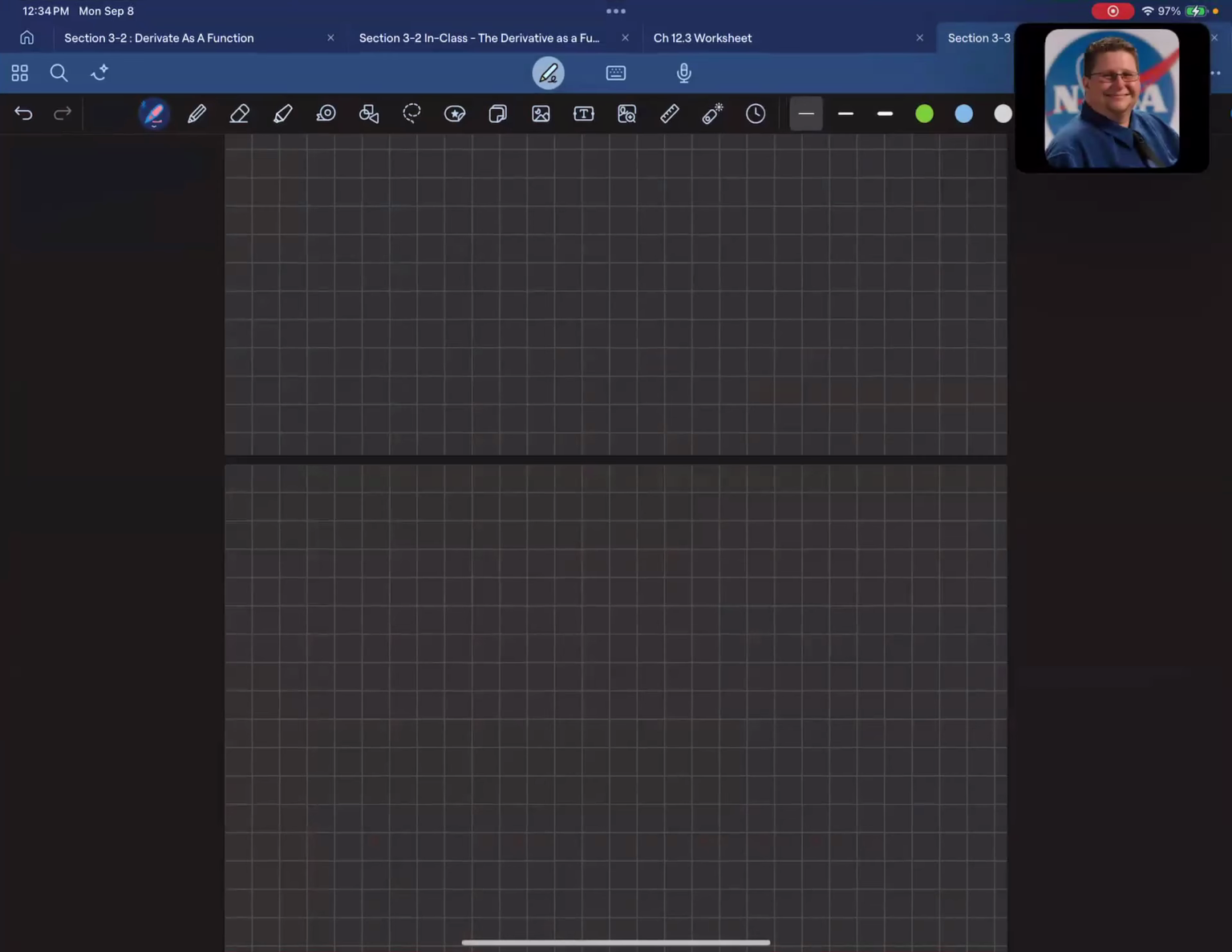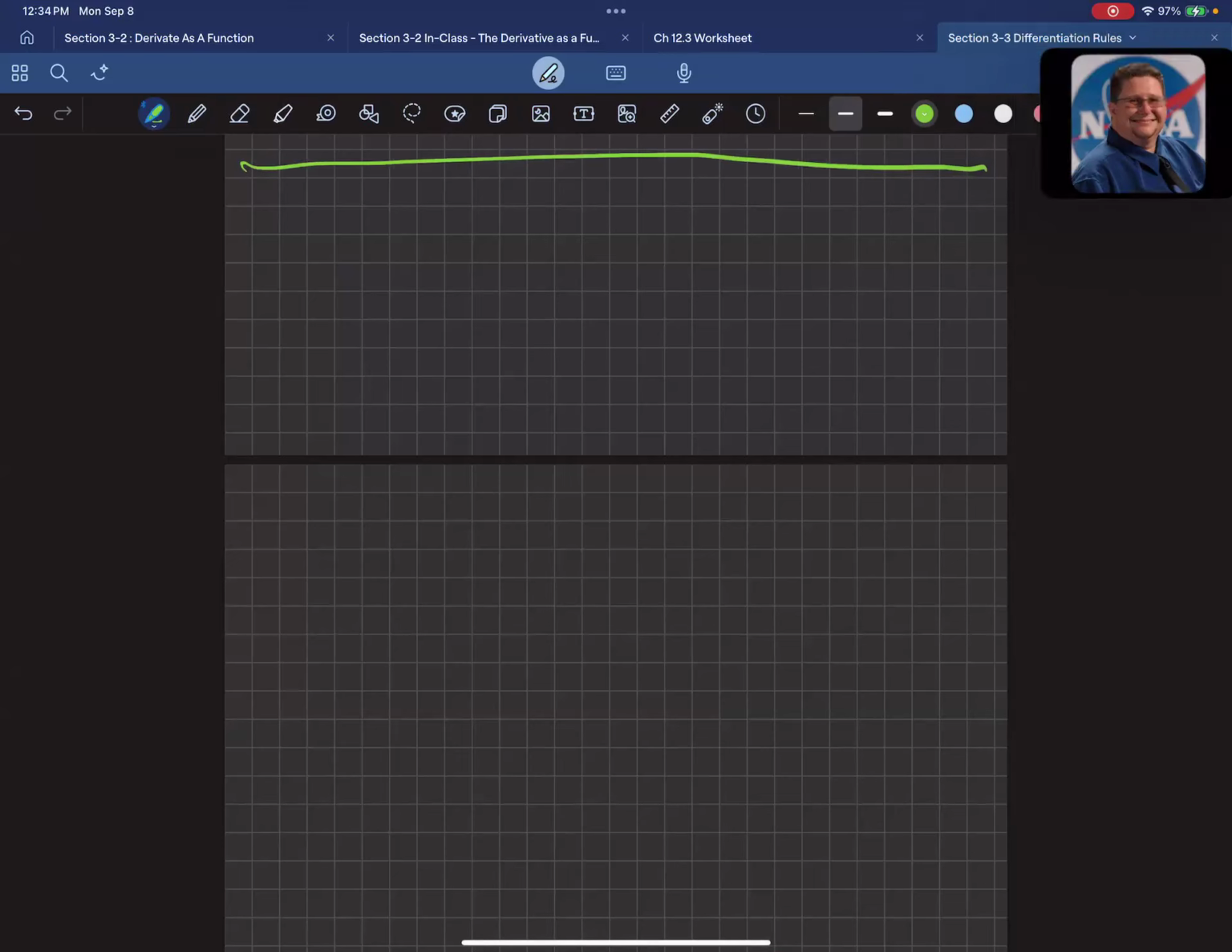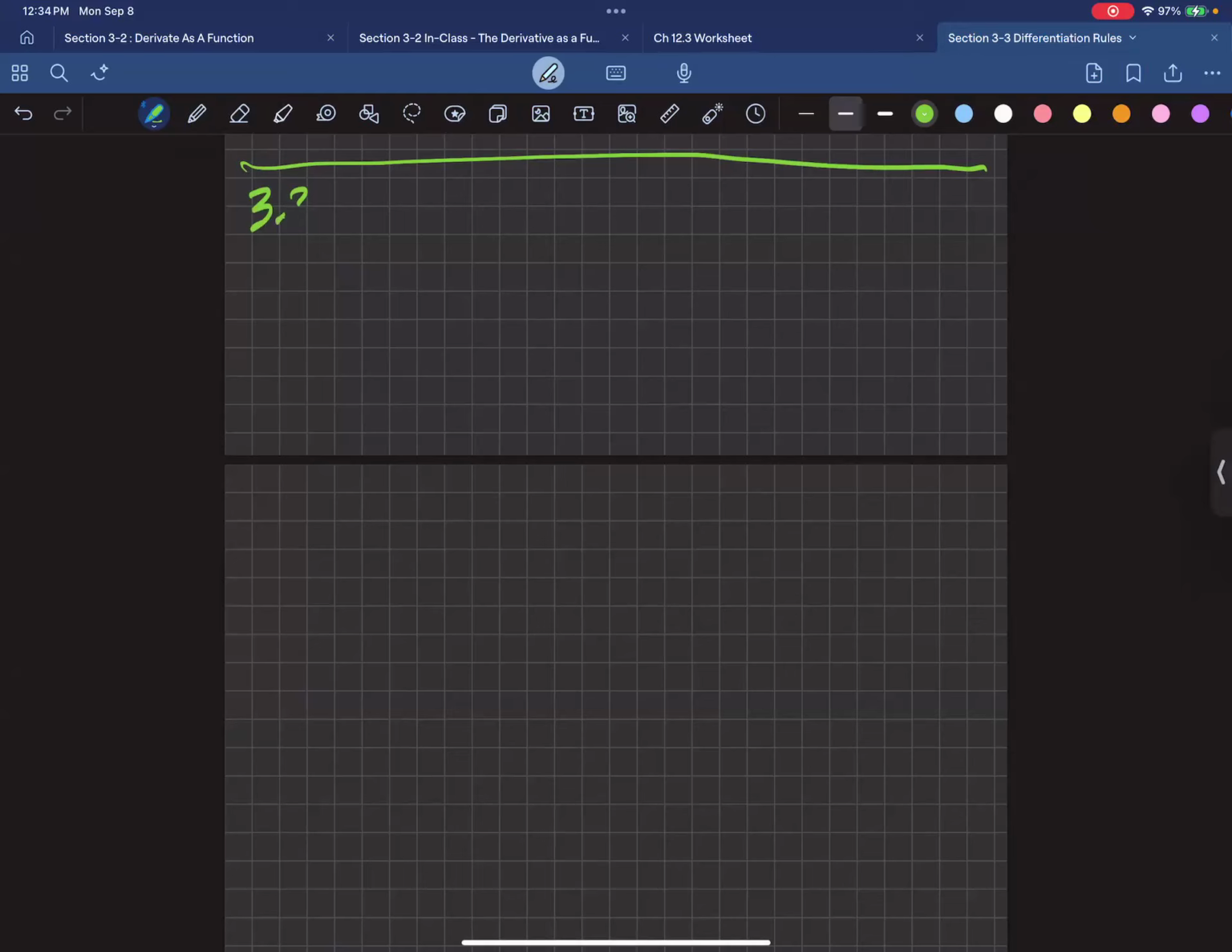Hey everybody, welcome back. We're going to take a look at the quotient rule. Let's say this is 3.3C, quotient rule. Let's say you have J of X equals F of X over G of X, and you want the derivative.